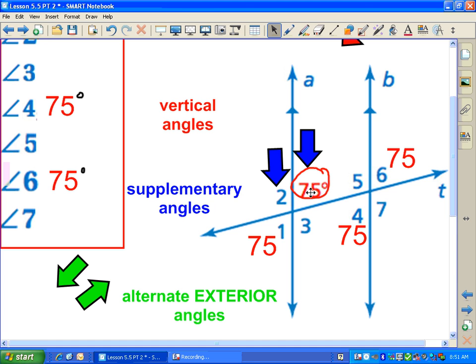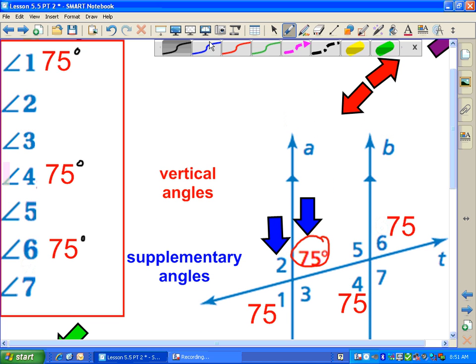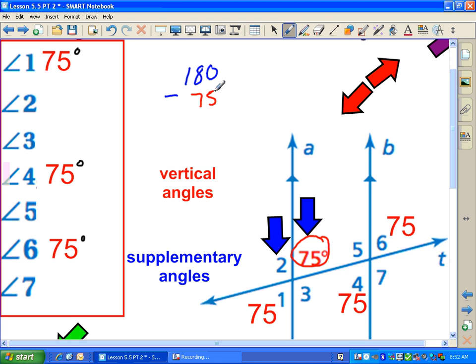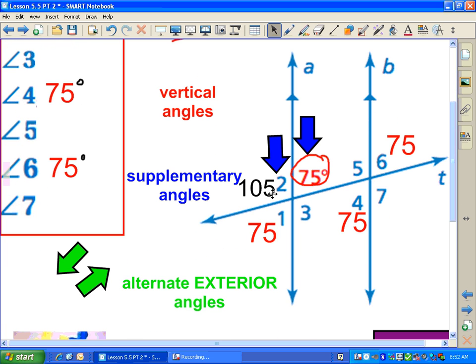Supplementary angles. So to figure out the measurement of angle 2, I'm just going to do 180, straight line, minus 75 degrees. And when I do that, it should give me 105. So we're going to say measurement 2 is 105 degrees.